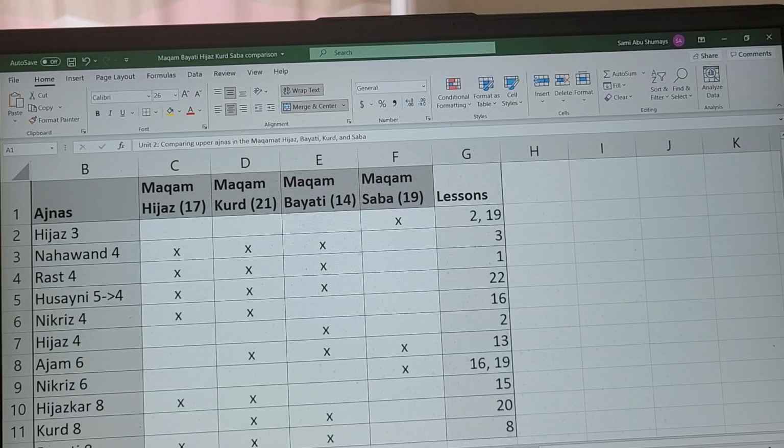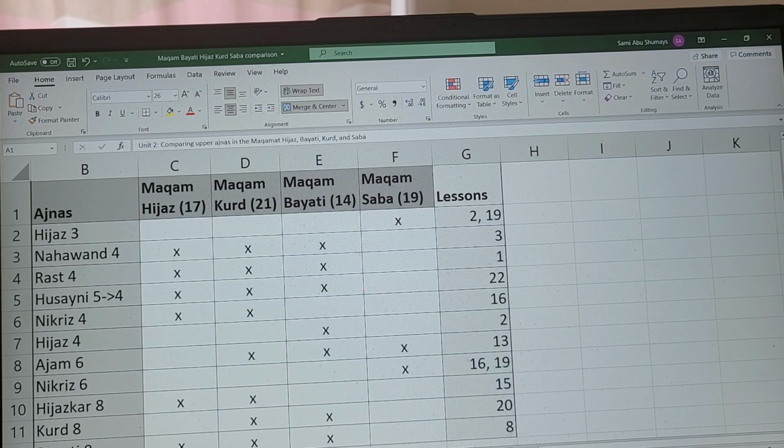And here's Nahawand on 4 of Bayati. Back to Bayati. That's the Nahawand Bayati. Now I can easily make it Nahawand in the context of Hijaz just by changing the Bayati to Hijaz.